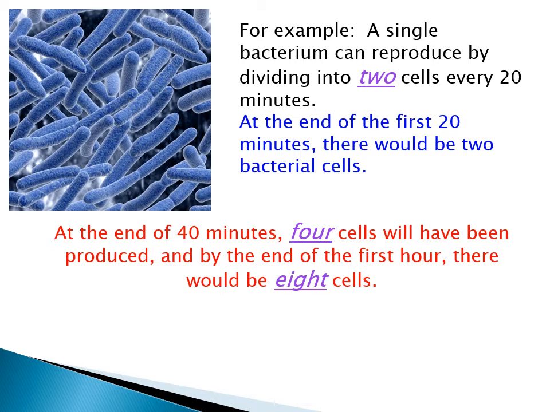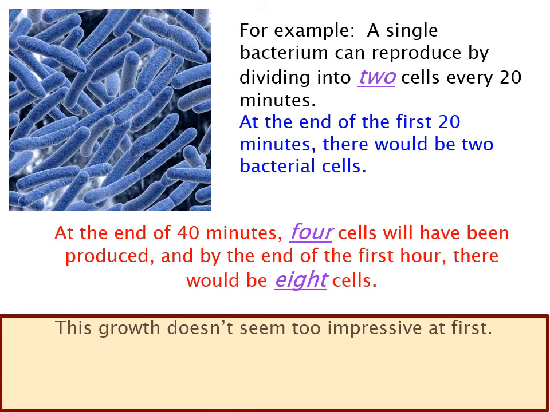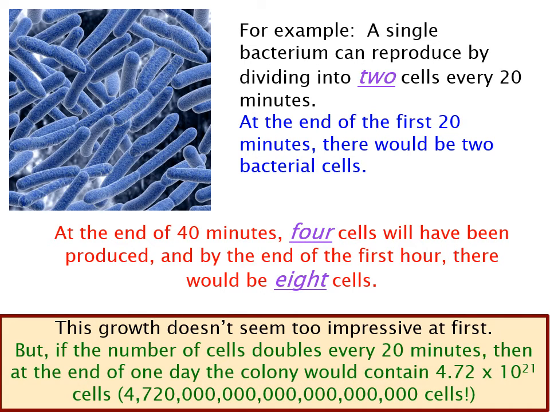And still, this is not that eye-opening until you go the entire day, all right? If it doubles every 20 minutes, then by the end of the day, you will have 4.72 times 10 to the 21st cells. And all of a sudden, that number gets very, very large.